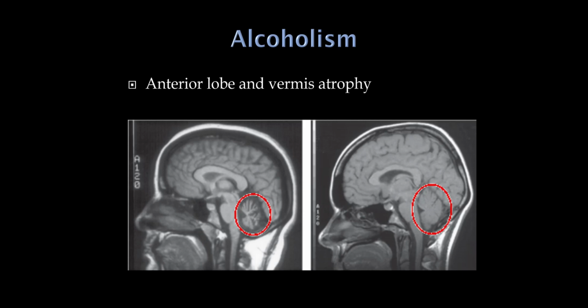All right, so chronic alcohol use. Here's a healthy cerebellum, and in alcoholism you have atrophy of the cerebellum that preferentially involves the anterior lobe and the vermis. So that means a patient with alcoholism will tend to have more of a truncal, wide-based gait ataxia, much more so than a distal limb ataxia.